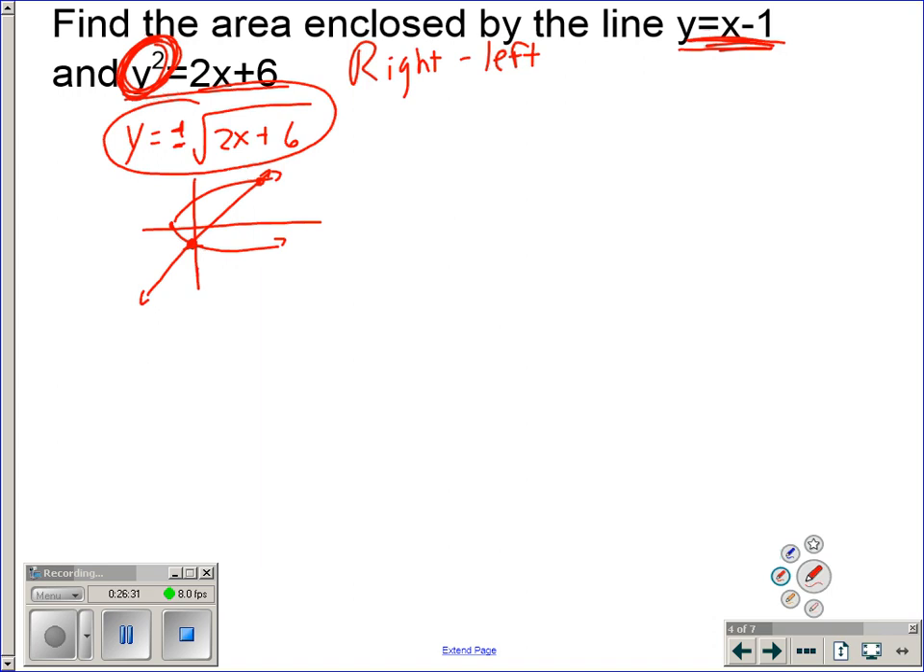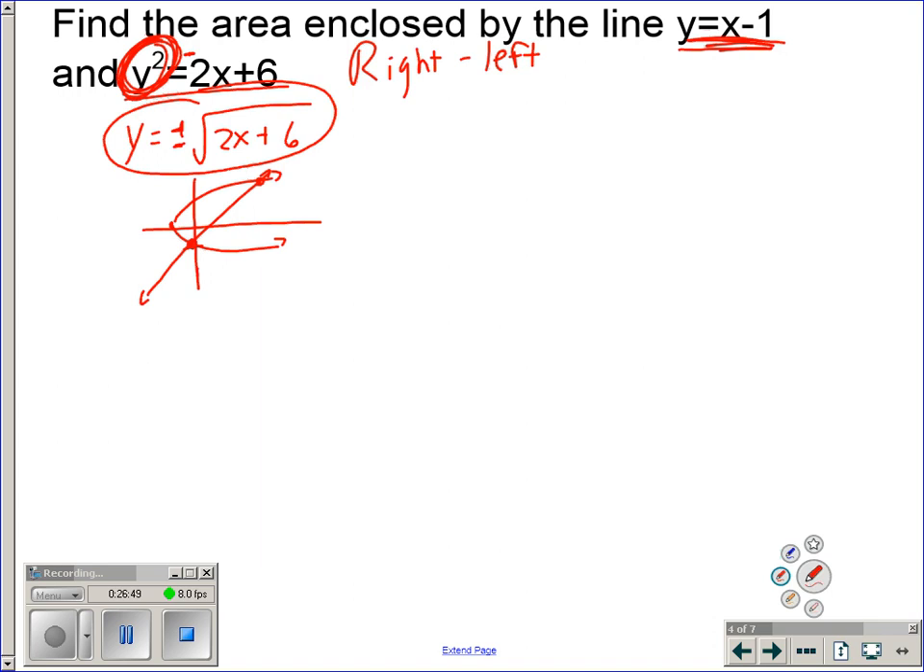Like for instance, if this was a negative x value, it would be a flipped parabola. And then the parabola would end up being my right function, and the linear would be my left function. Okay? So we'll practice more about recognizing that. But right now, let's just worry about setting it up and going through solving.